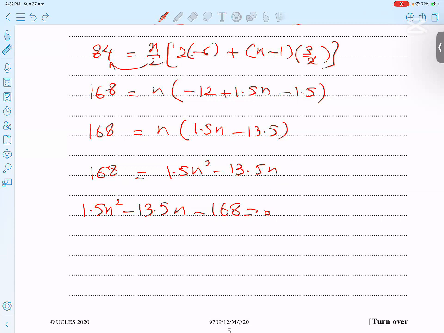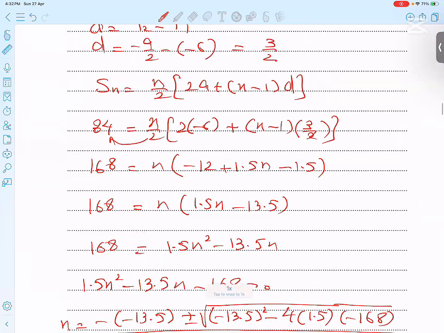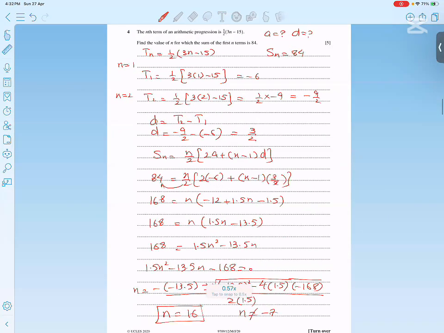Now let me recheck finally. Yeah, what is the n formula? -b plus and minus square root of b square minus 4ac over 2a. And when I apply it, minimum this step you have to show. So my first answer is coming to me 16, and second answer is coming -7, which is not possible. And this is my answer. I hope the concept is very clear of question number 4.